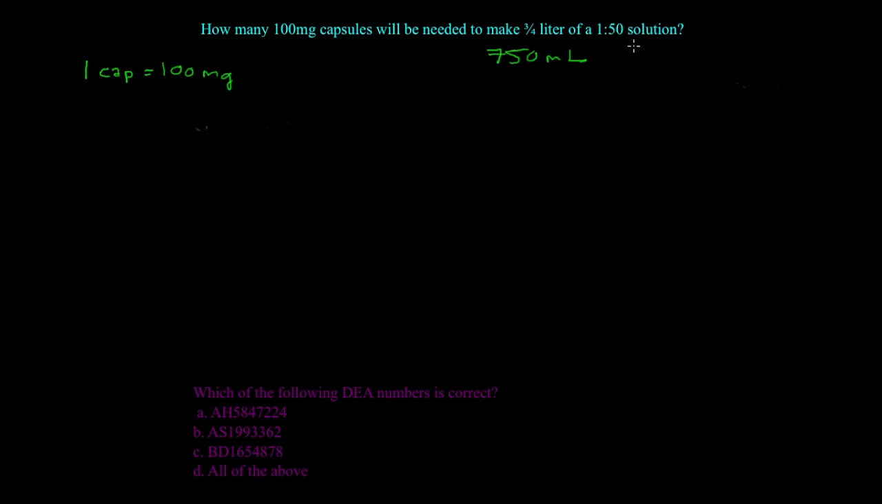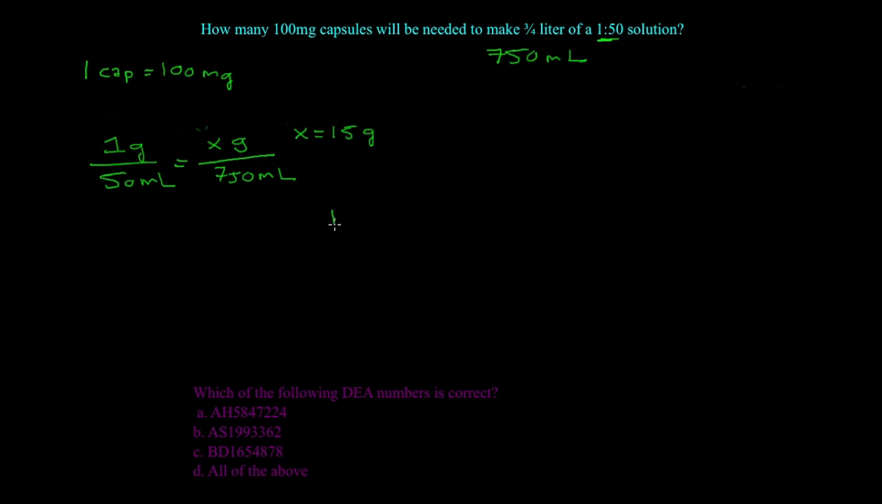So what does the 1 to 50 solution tell us? Well, we know that it's going to be grams and liters. So we're going to have 1 gram equals 50 milliliters. And that's what this tells us right here. But now we have 750 milliliters, and we want to find out how many grams we're going to need for the 750 milliliters. So when we cross multiply and divide, that's going to give us X equals 15 grams. So to make 3/4 liter of a 1 to 50 solution, we're going to need 15 grams.